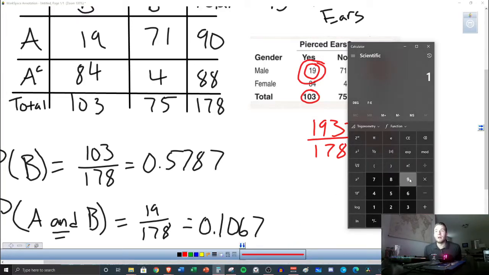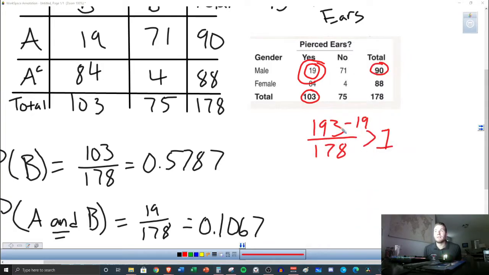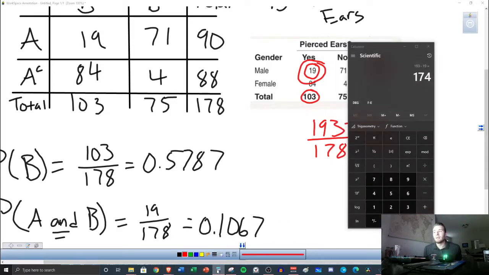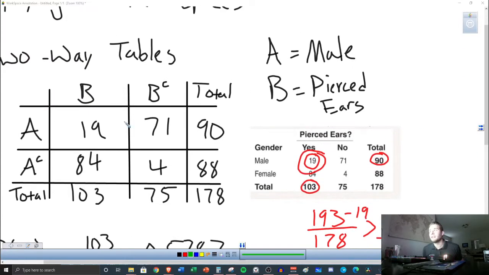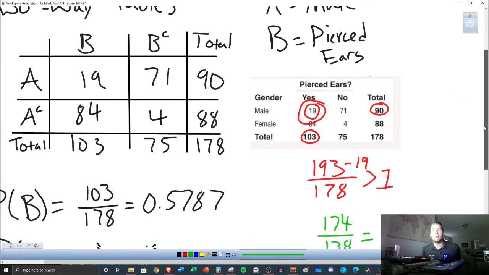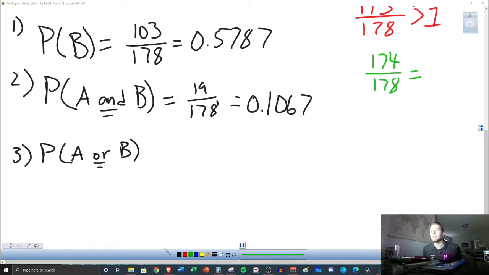So 193 subtract 19, 174. Okay, so let's write that. We'll say this is the right answer: 174 over 178 is going to equal the right answer. That's going to be less than 1, so that's a legitimate probability that we could get. So we have an issue here with these events where we have this overlap, if you will, where these two requirements are met. So we have to make sure that we get rid of that.